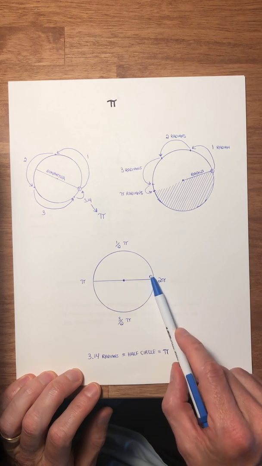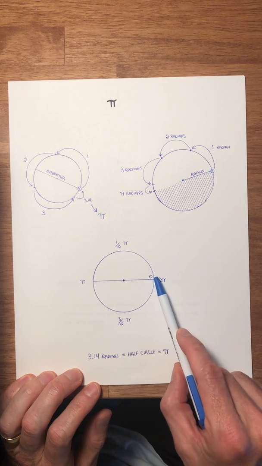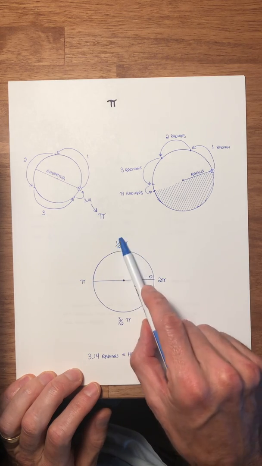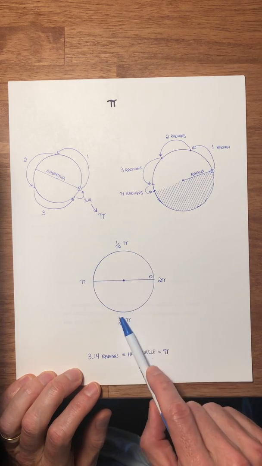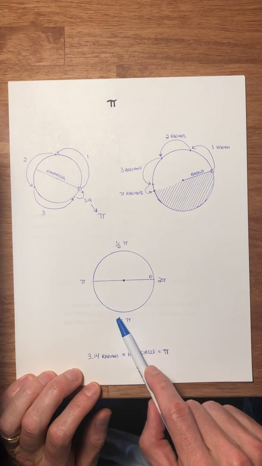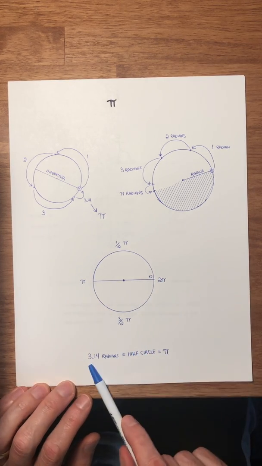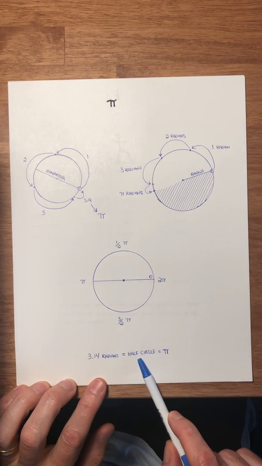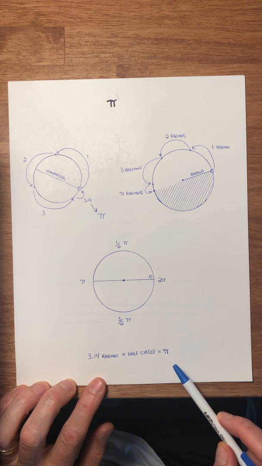Starting here, if pi radians are a half circle, this part of the circle would be half pi, 1/2 pi. This would be pi, this would be 3/2 pi, and going all the way around the circle would be 2 pi. The important thing to remember here is 3.14 radians is the same thing as half a circle. Half a circle is the same thing as pi.